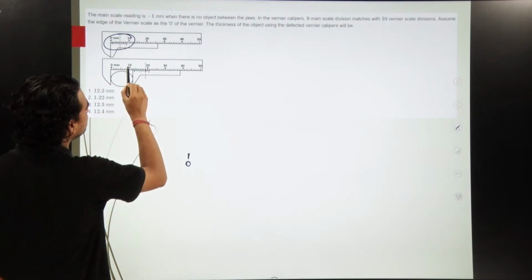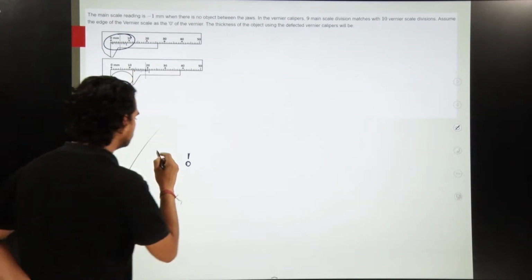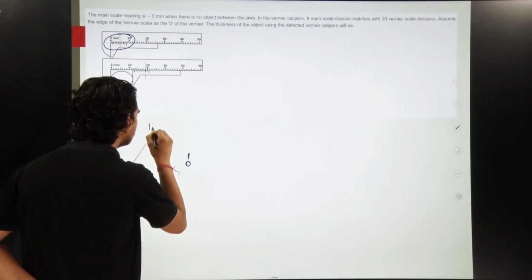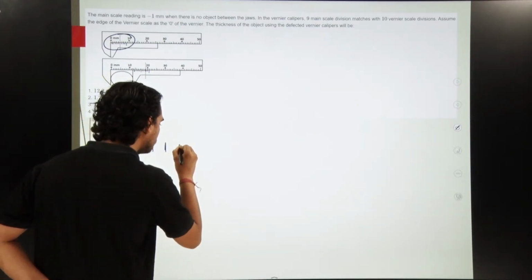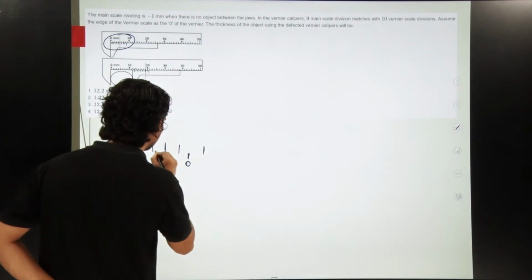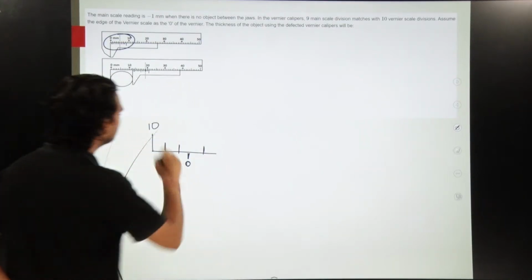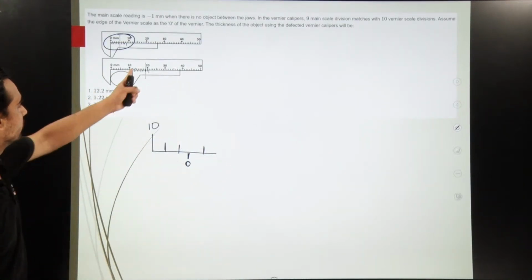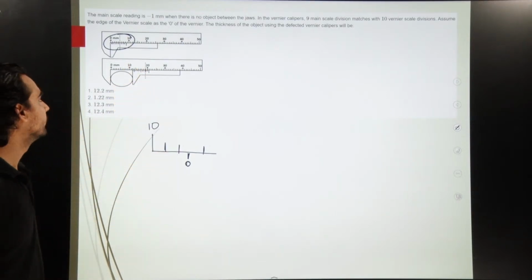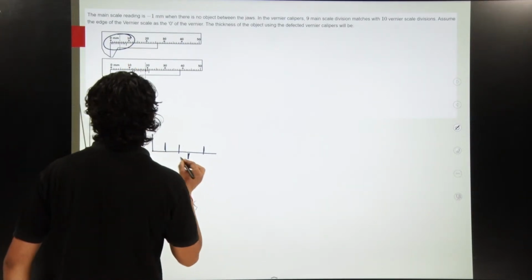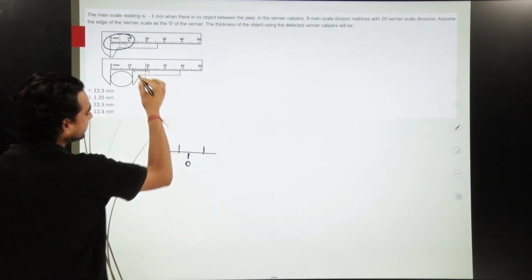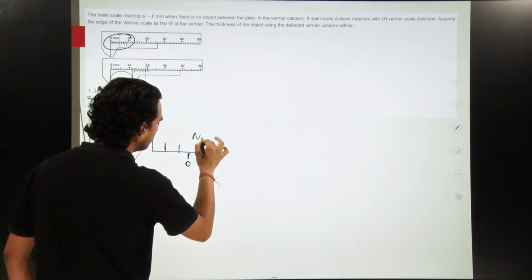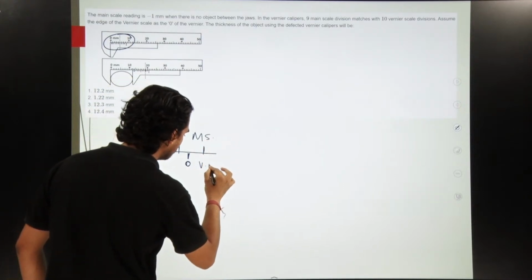So what is this point? This is 10, 11, 12, 13. So you can see that this is 10, this is 11, this is 12, and this is 13. So this is my main scale. This is my main scale, this is my vernier scale, right? My vernier scale is something like this. Okay, so this is my main scale, this is my vernier scale.